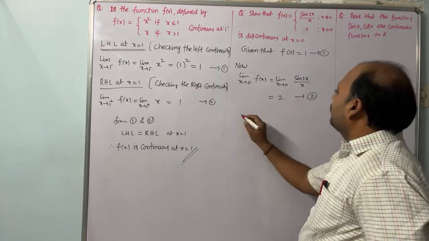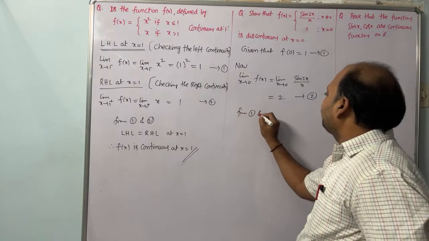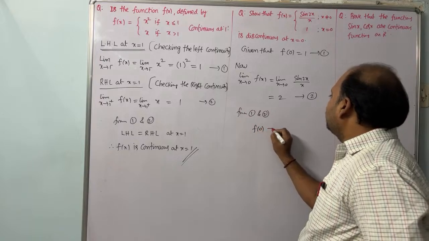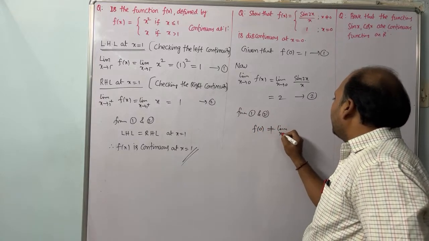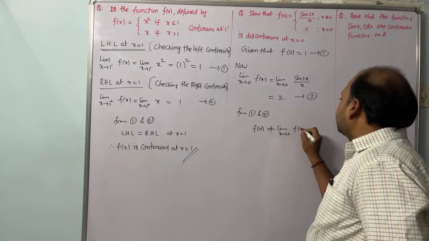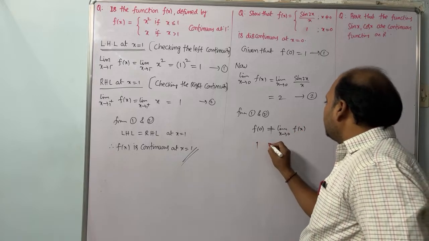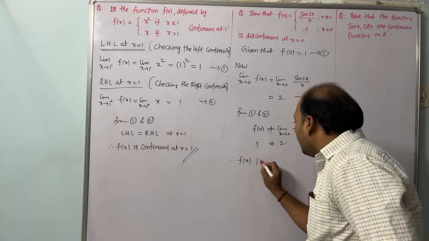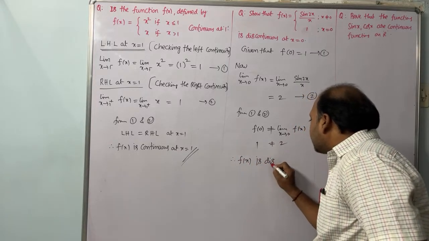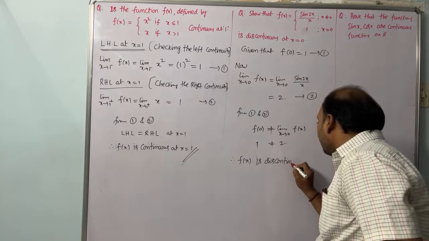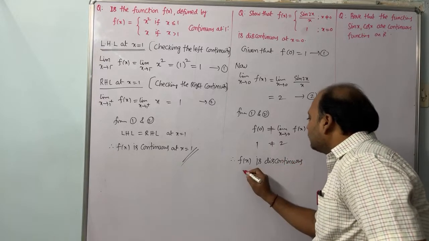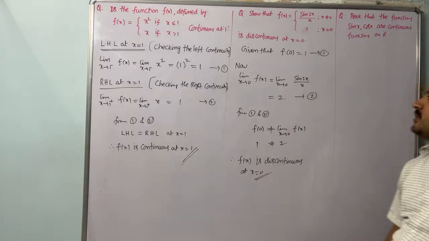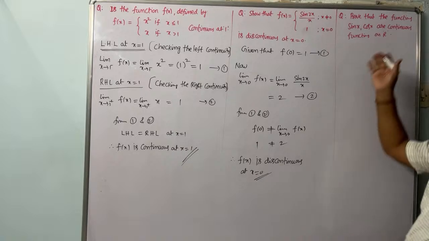Equation number 2. From 1 and 2, f of 0 is not equal to the limit as x tends to 0 of f of x. Why? Because this value is 1 and this value is 2. Therefore, f of x is not continuous, it is discontinuous at x is equal to 0. I hope everyone understands. This is the way we are going to do it.